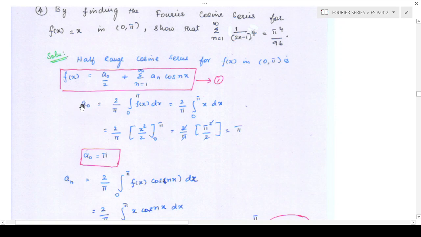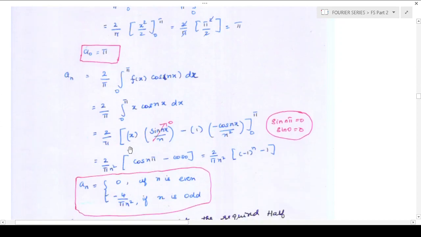Find a naught. A naught is 2 by pi integral 0 to pi f of x dx. Substitute x for f of x. Integrate it. A naught is pi. A n is 2 by pi into integral 0 to pi f of x cos nx dx. Substitute x. This is in uv format, so use Bernoulli's integration by parts, two pairs of brackets with alternating plus or minus. u dash is 1 if you differentiate x. Integrate this: it is sin nx by n. Again integrate this: it is minus cos nx by n square. So apply upper limit minus lower limit.